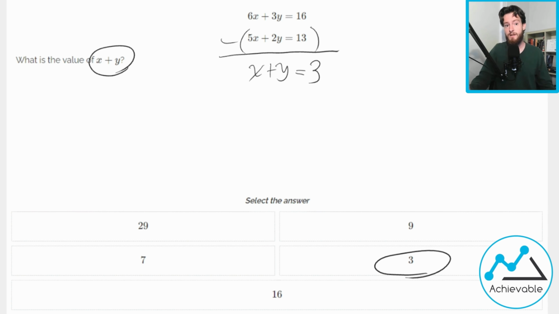Now, if you've never done this before, let me explain just for a moment why this is even possible. In algebra, you're allowed to do the same thing to one side of the equation as you can do to the other. Now, it looks like in this problem that we're not doing that. We're actually subtracting 5x plus 2y from one side of the equation and subtracting 13 from the other. However, 5x plus 2y is 13.